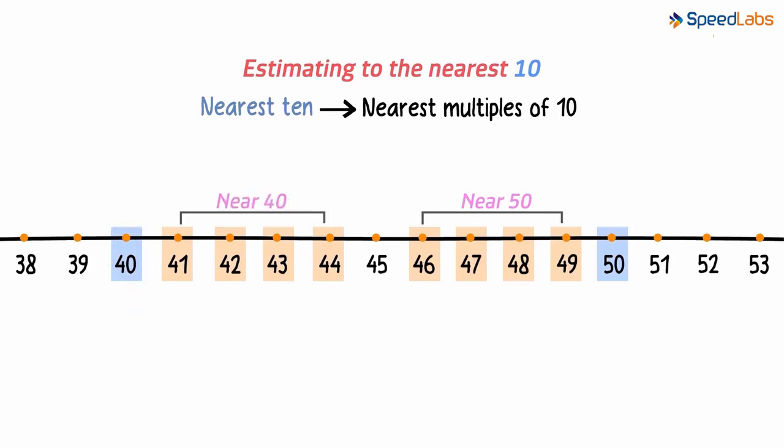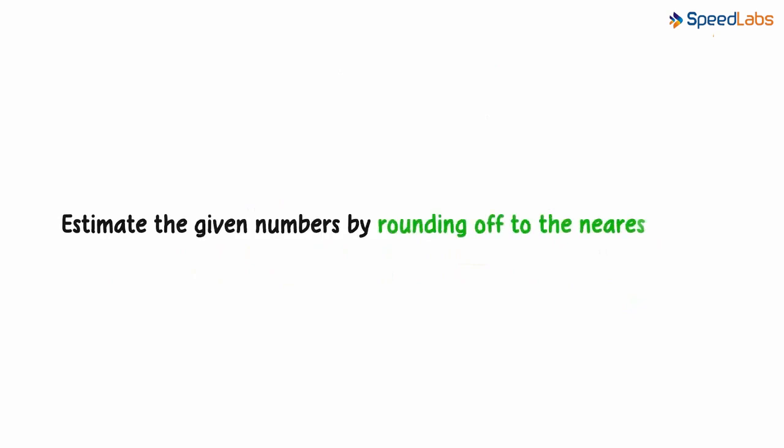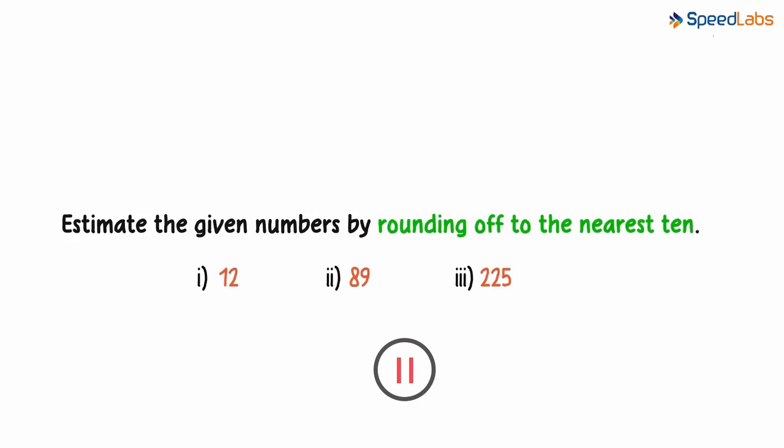As you can see, the only number remaining in the 40s is 45. What about it? Which multiple of 10 is near to this number? 40 or 50? Well, we see that both 40 and 50 are equidistant from 45. However, by convention we consider 50, that is the higher multiple of 10, to be the estimation of 45 to the nearest 10. Okay, now here is a question for you to answer. Round off these three numbers to the nearest 10. Best of luck.